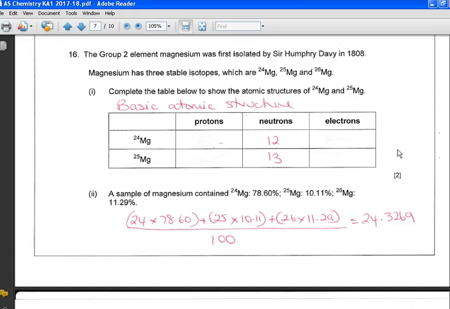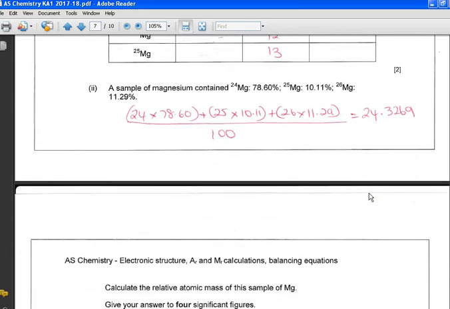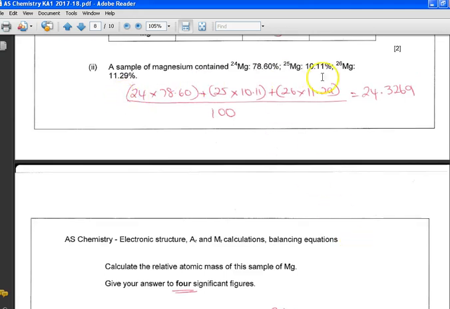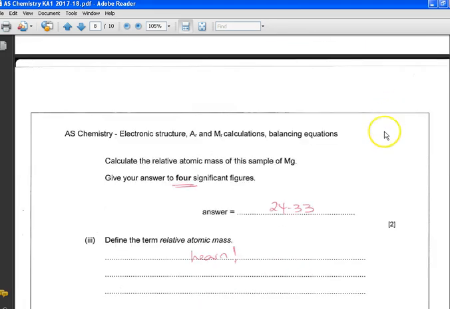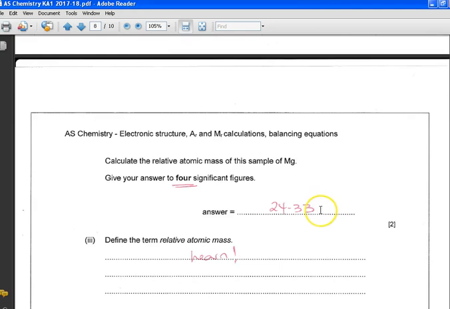Okay, we're given some data on a sample of magnesium, and we are asked to calculate the relative atomic mass and give the answer to 4 significant figures. So the calculation is straightforward. You take your isotope, the mass number, multiply by the percentage abundance, add them all together, divide by 100, and come up with this value. And then we have to round to get 4 significant figures.